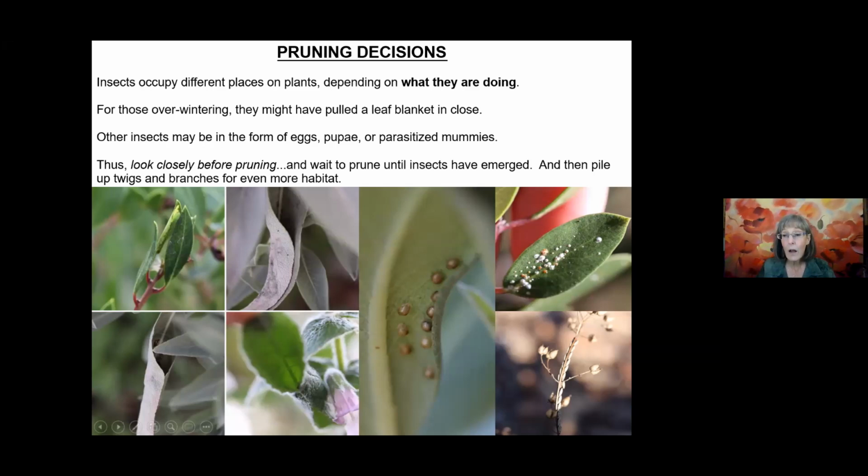And so here in the lower right-hand corner, I'm showing katydid eggs on a dried up branch of Scrophularia californica. And these eggs were there for months before they hatched. So if I had chopped this branch off, I would have lost all these katydids. And that's not what I want.